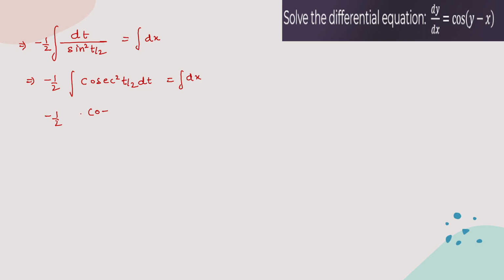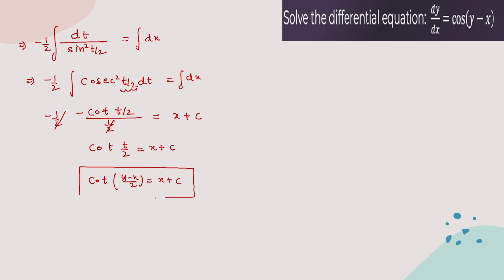Minus cot t by 2, correct. Minus cot t by 2 upon 1 by 2 will also come now, differentiation of this t by 2, chain rule. Okay, then equal to x plus c. So minus and minus is gone, 1 by 2 and 1 by 2 will also be gone, and finally you are getting cot of t by 2 is equal to x plus c. So now we can replace the value of t also. So we will be getting cot of (y minus x) by 2 is equal to x plus c, and that is our final equation. Okay, is that clear?